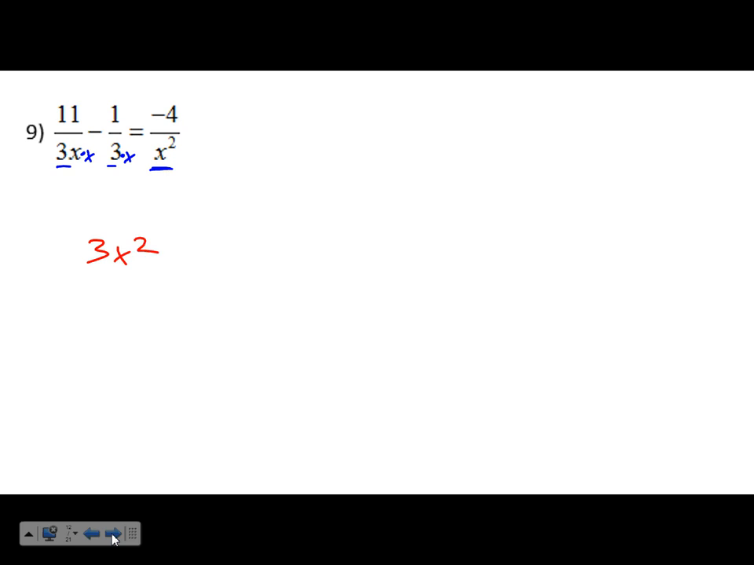So we already have the x. Oh, this one needs an x squared, sorry, 3x squared. So this one has 3x squared. This one now has 3x squared. This one you have to multiply by 3, top and bottom. And almost forgot, make sure you do top and bottom for these two as well. And that minus I'm going to change to a plus.